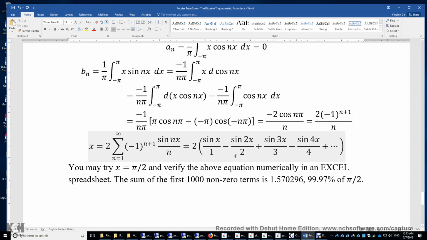All those even terms equal 0. And how about the odd terms? For the odd terms, you have this one is 1 over 1. This part is negative 1 over 3, and then you have positive 1 over 5, negative 1 over 7, positive 1 over 9, negative 1 over 11. So that's why I used this 1/2 pi.